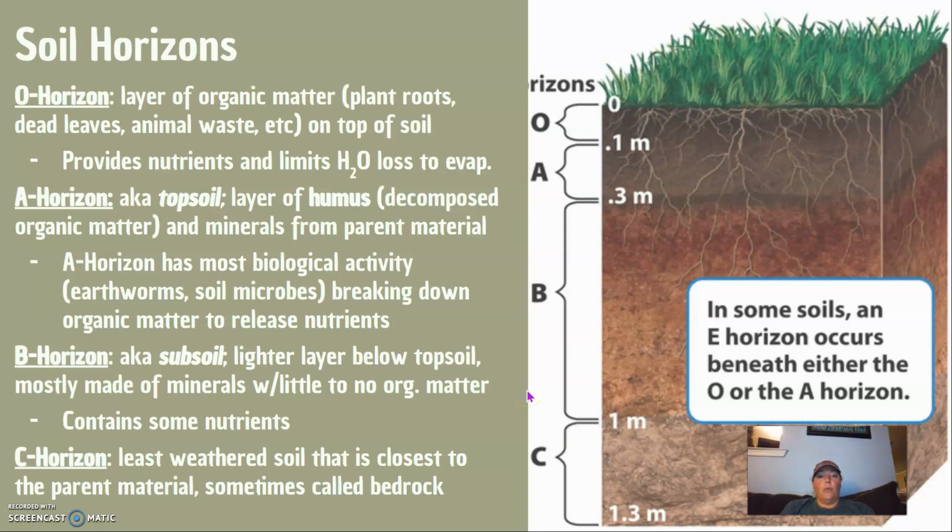When you look at soil, we have what we call horizons. So you have, starting at the very top, the O horizon. That's your organic matter. That's the humus, not hummus. You're not putting it on crackers. Humus. That's the layer of organic matter where you're going to see plant roots, dead leaves, animal waste. That's usually on the top of the soil. That provides nutrients and helps to reduce the amount of water that's lost to evaporation.